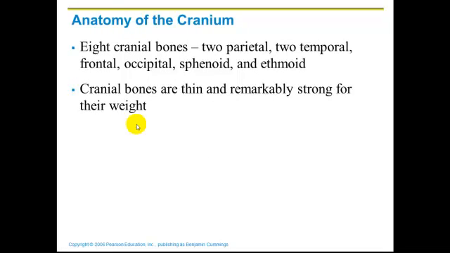In the cranium, there are 8 cranial bones: the paired parietal bones, the paired temporal bones, and the singular frontal, occipital, sphenoid, and ethmoid bones, for a total of 8 bones. These cranial bones, being flat bones, are remarkably thin and very strong considering their weight.